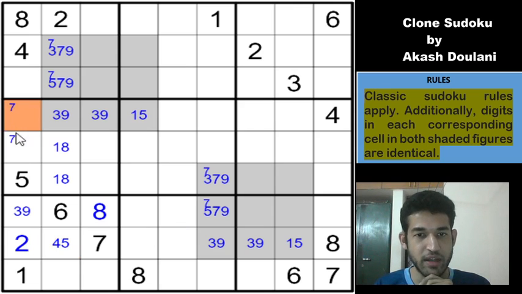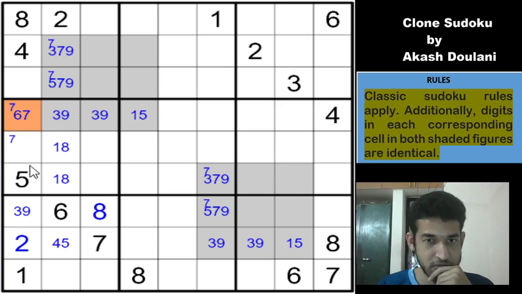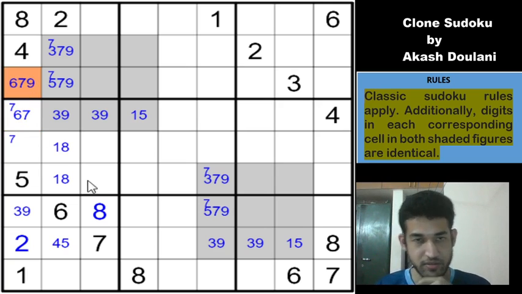Okay, let me look at this cell. It can't be 1, 2, 5, 4 and 8, and it can't be 3 and 9, so this would have to be 6 and 7, and this would have to be 6, 7, 9. And this would have to be 6 and 7 again. Okay, we could have looked at this another way.